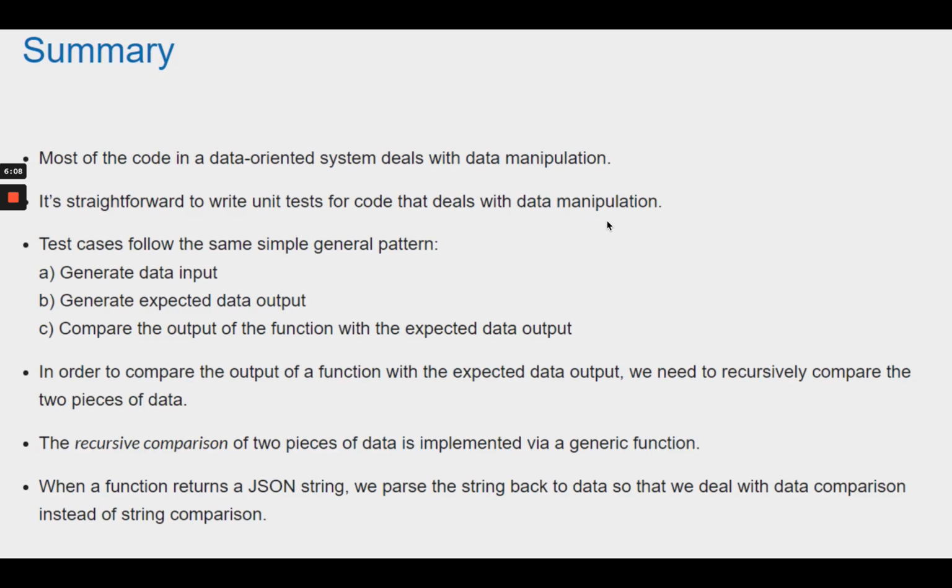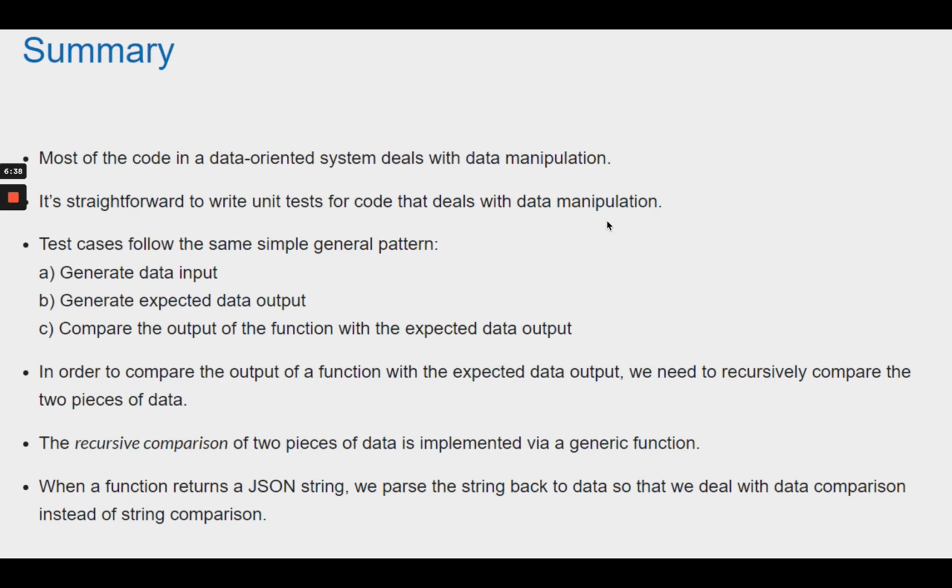Summary: Most of the code in a data-oriented system deals with data manipulation. It's straightforward to write unit tests for code that deals with data manipulation. Test cases follow the same simple general pattern. A. Generate data input. B. Generate expected data output. C. Compare the output of the function with the expected data output.